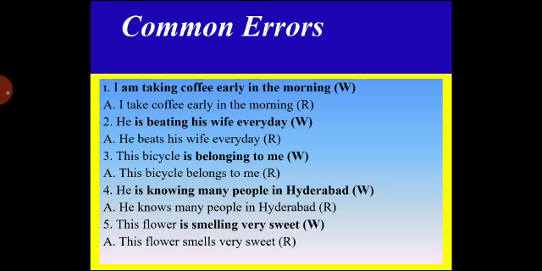This bicycle is belonging to me. So why can't we say beating and as well as belonging? Because they are stative. Actually, there are some stative verbs which can be said only in simple present tense, not in present continuous tense. I will explain that in present continuous tense, and I will give the list of stative verbs. Do remember this. Here, this bicycle is belonging to me should be: this bicycle belongs to me.